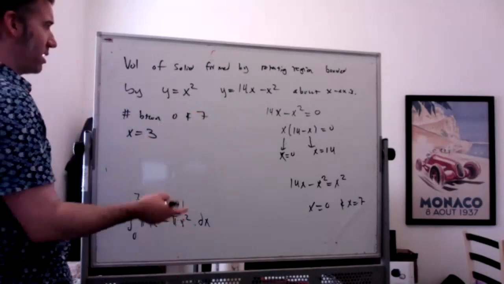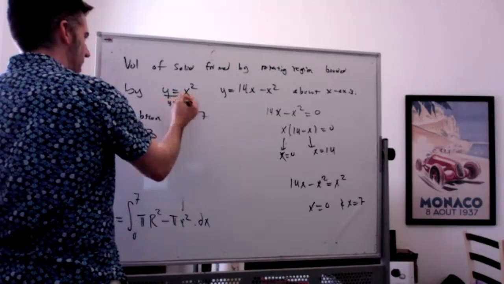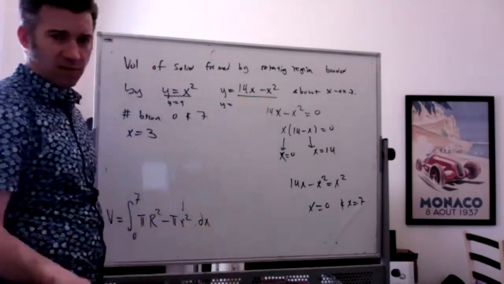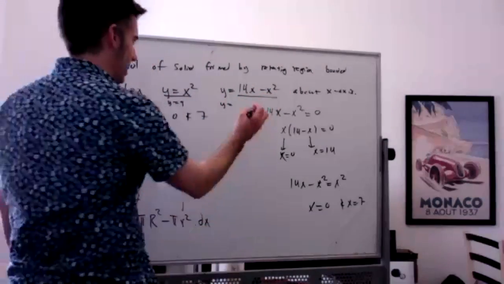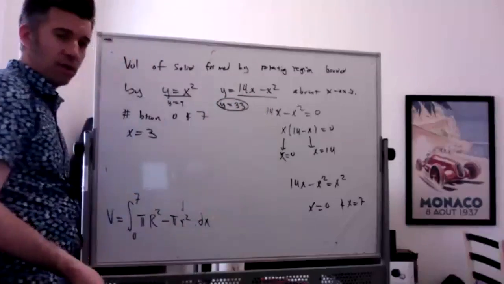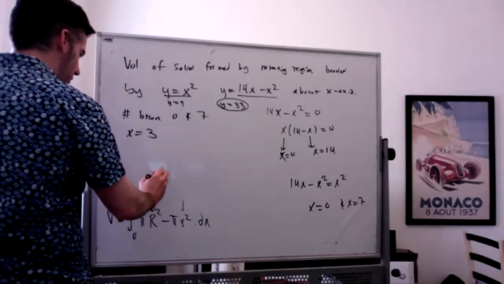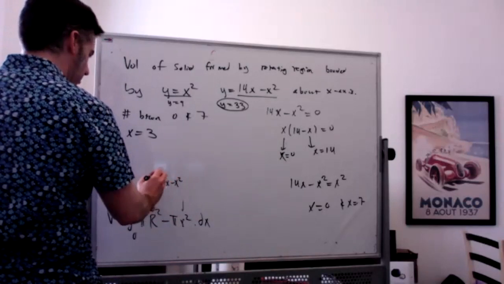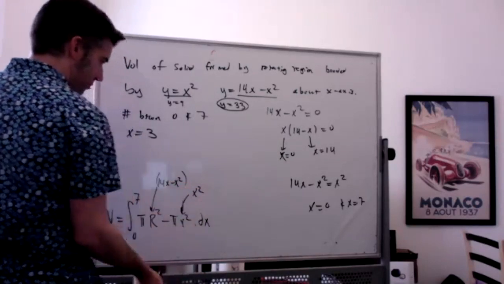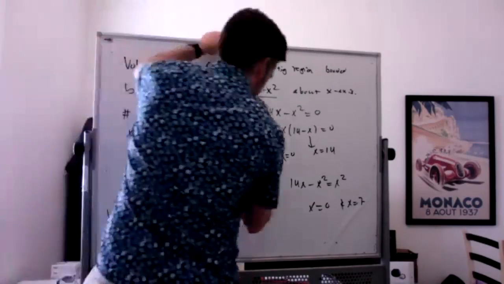Okay, if I plug in 3, this one's going to give me y equal to 9. This one's going to give me y equal to 14 times 3 is 42, minus 9 is 33. This one's clearly bigger. So the larger radius is going to be the 14x minus x squared. The smaller radius is going to be the x squared. So, finishing the setup, I should say.